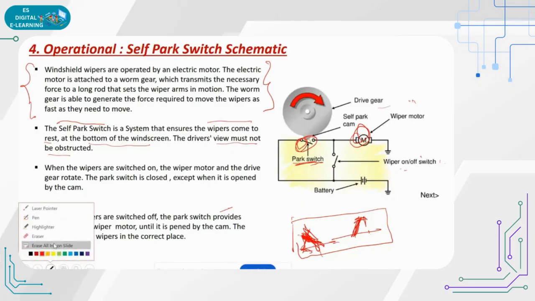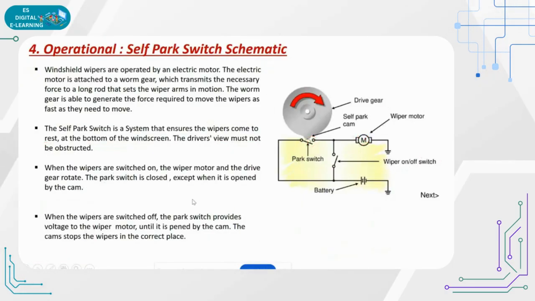And moreover, whenever the wipers are switched on, what will happen? The motor will start and the driver gear should rotate. The park switch will be closed. Once this is closed, then whatever is inside, the cam and crank, whatever rotation the motor makes, that will be the cam that opens. So whenever the driver's wipers are switched off, the power switch provides a voltage to the wiper motor until the cam stops the wiper in the correct position.